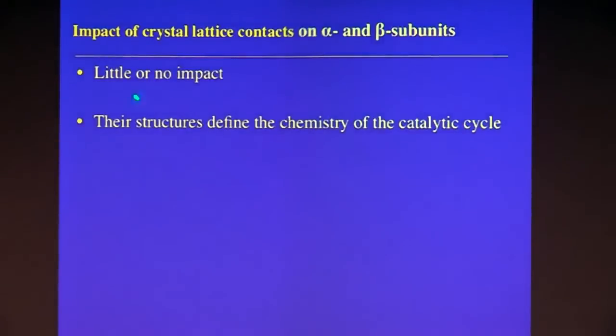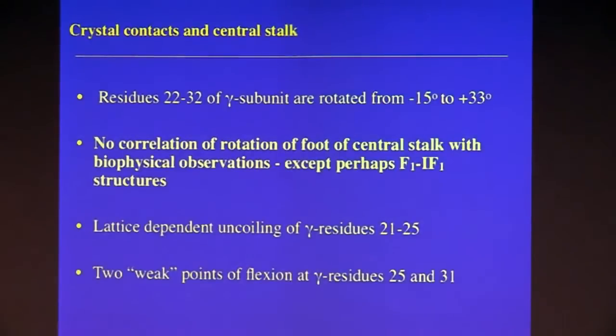From this, we can see very clearly that crystal lattice contacts have absolutely no impact whatever on the observed conformations of alpha and beta subunits. So any conclusions that we draw from those structures are not influenced by artifactual considerations. And as I'll show you in a minute, they help to define the chemistry of the catalytic cycle of how ATP is made and hydrolyzed.